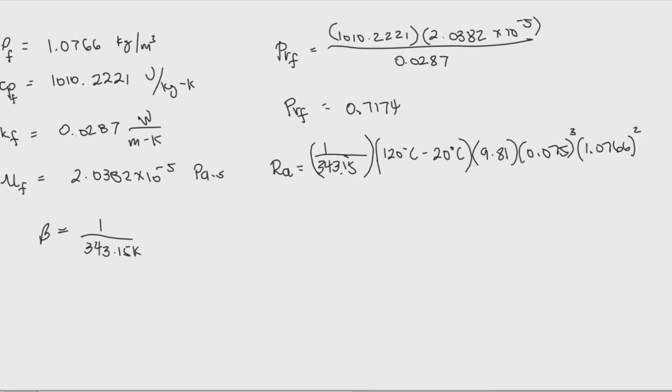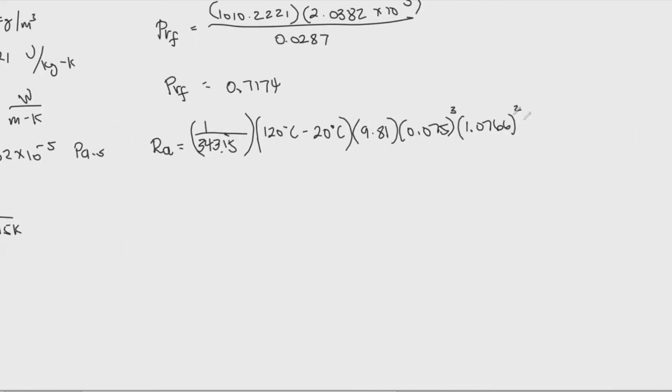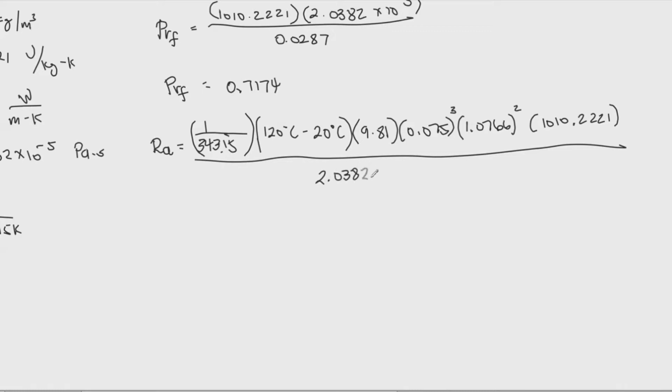That's 1010.2221. And then we divide this by the viscosity and the thermal conductivity. That's 2.0382 times 10 to the negative 5, and then the thermal conductivity is 0.0287. So the Rayleigh number is equal to 2414158.146. That's our dimensionless Rayleigh number.